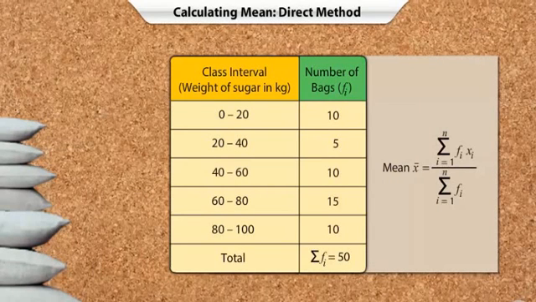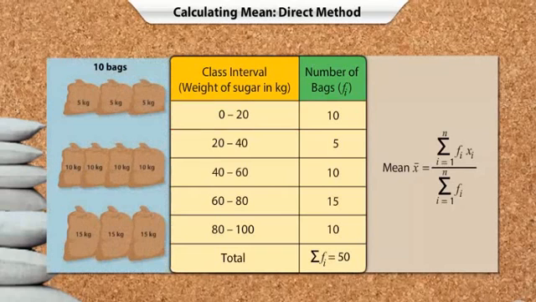Here, Fi is the frequency of the given class, and Xi is the class mark of that class. It is assumed that the frequency of each class interval is centered around the midpoint for that class. This midpoint is called the class mark. The class mark represents the observations falling in that class.